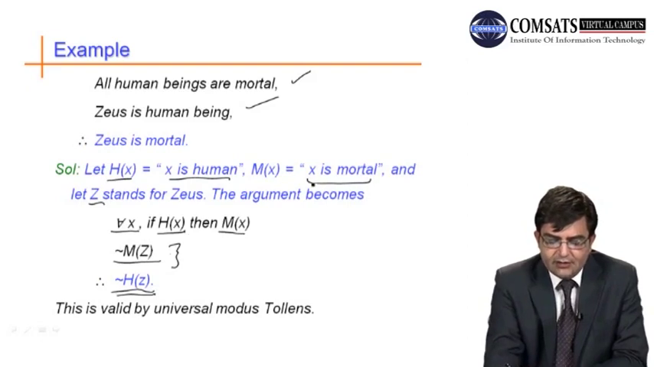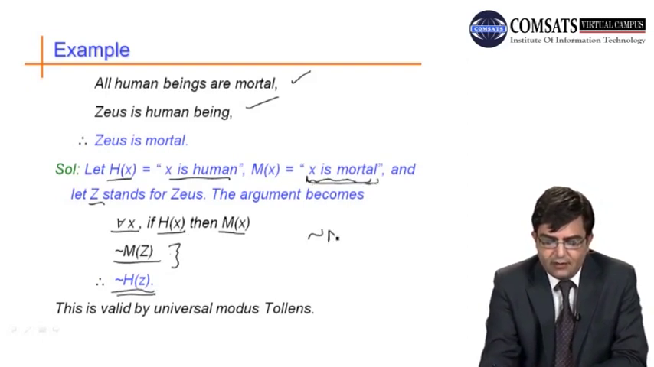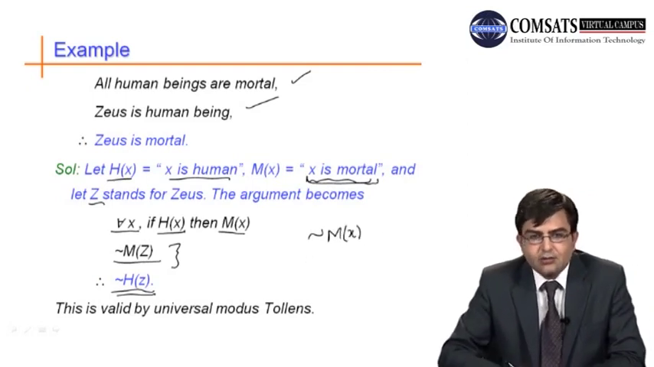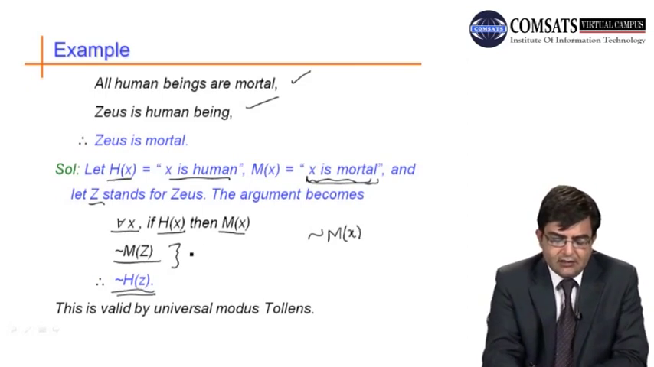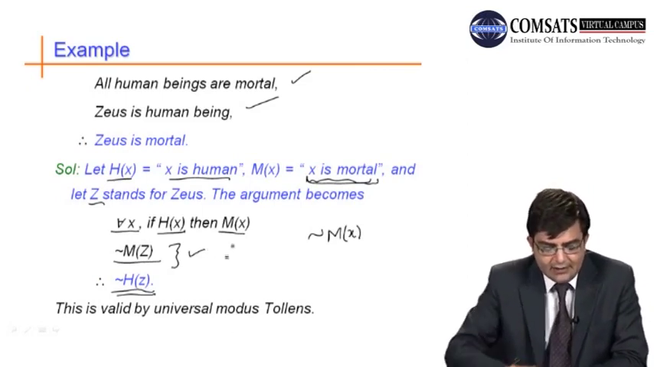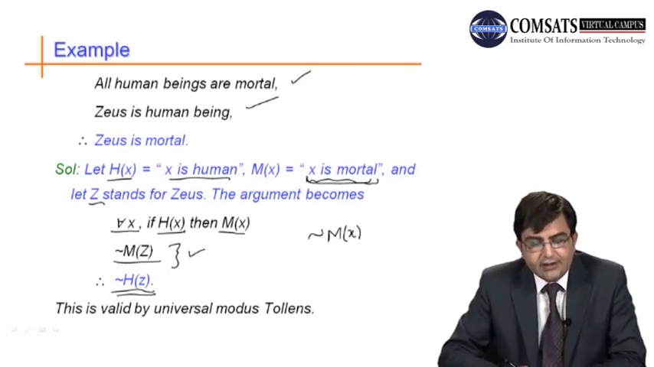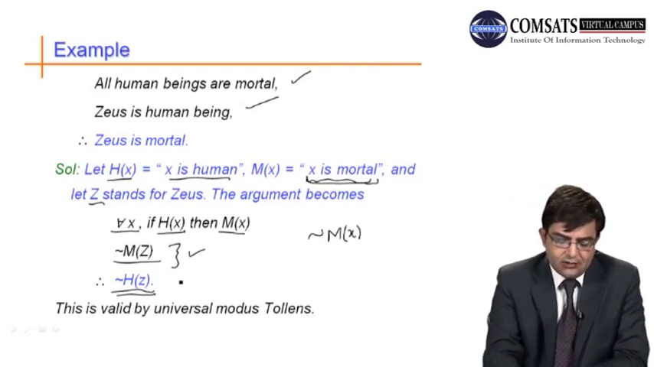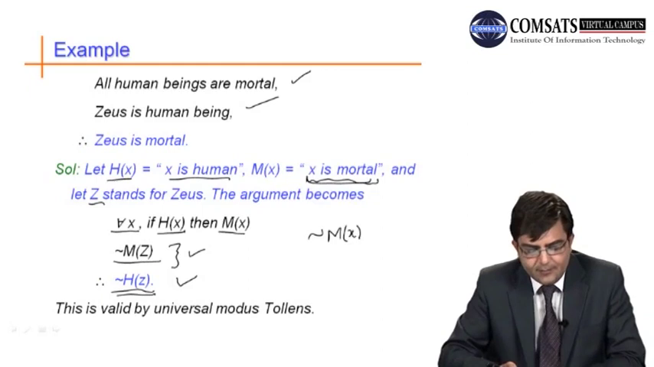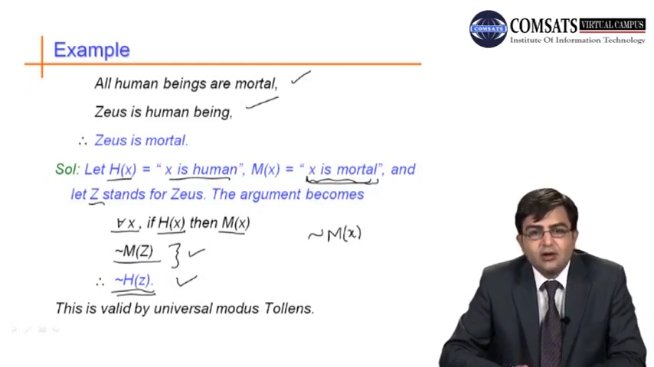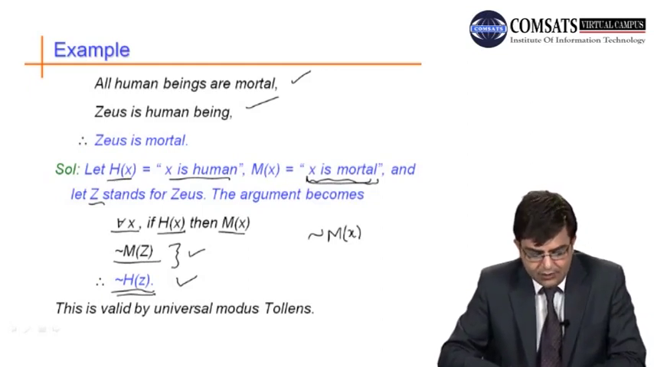Here we have m of z. M of x means x is mortal, and not m of x means x is not mortal. So here we take some particular value of x as z and we write not m of z. It means that z, meaning Zeus, is not mortal. So by the universal modus tollens we can conclude that Zeus is not a human being.